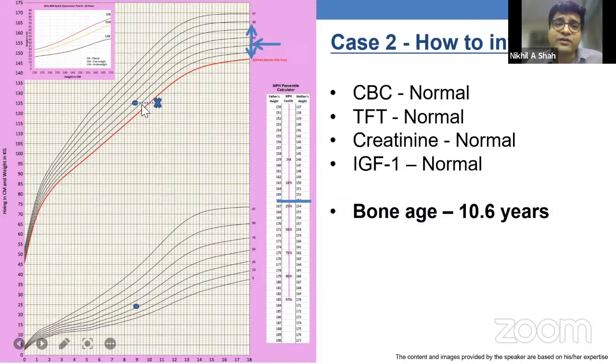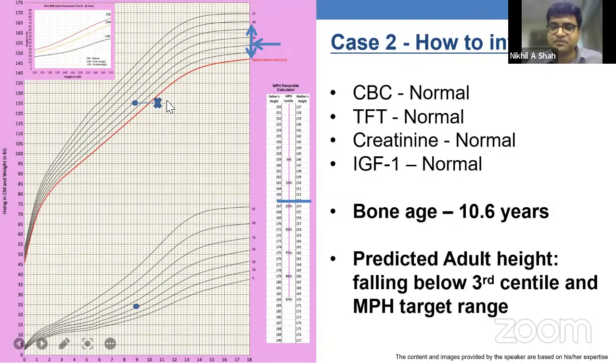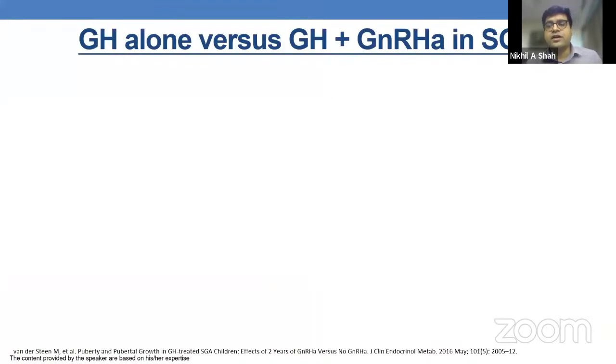So a child who looked actually normal on the growth chart, but has already started developing signs of puberty, if you do the bone age, it'll accurately tell us where the final height is going to remain. So as you can see, the predicted adult height is falling below the 3rd percentile and below the MPH target range. Now, what should we do with this child? Should we give only GH or should we give something along with GH, that is a GnRH?